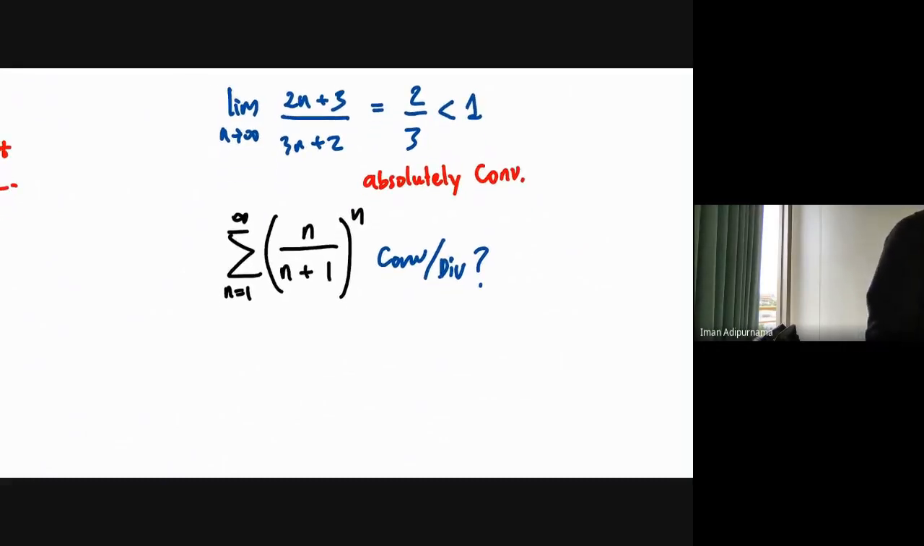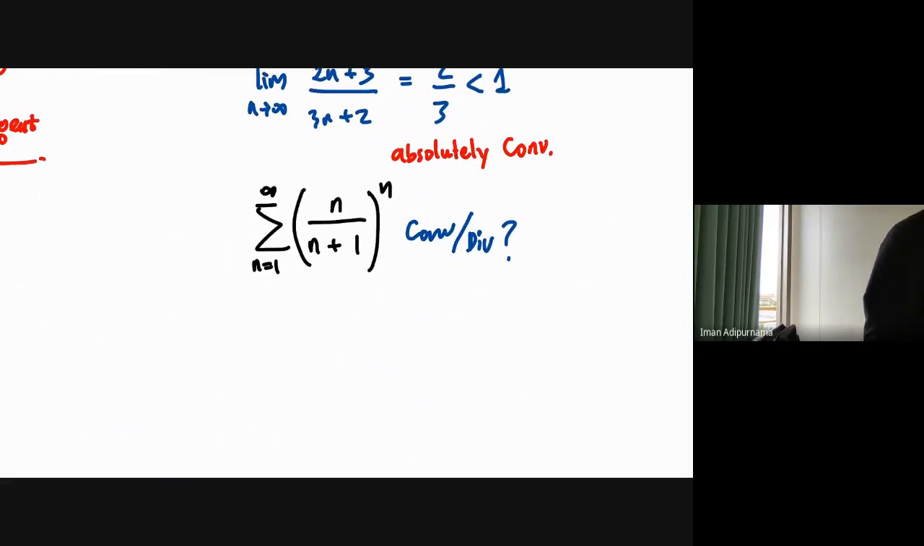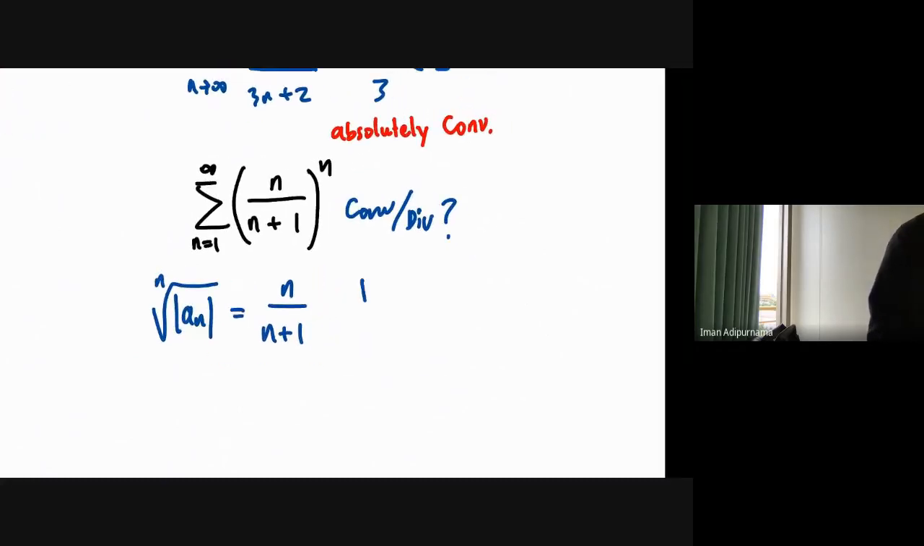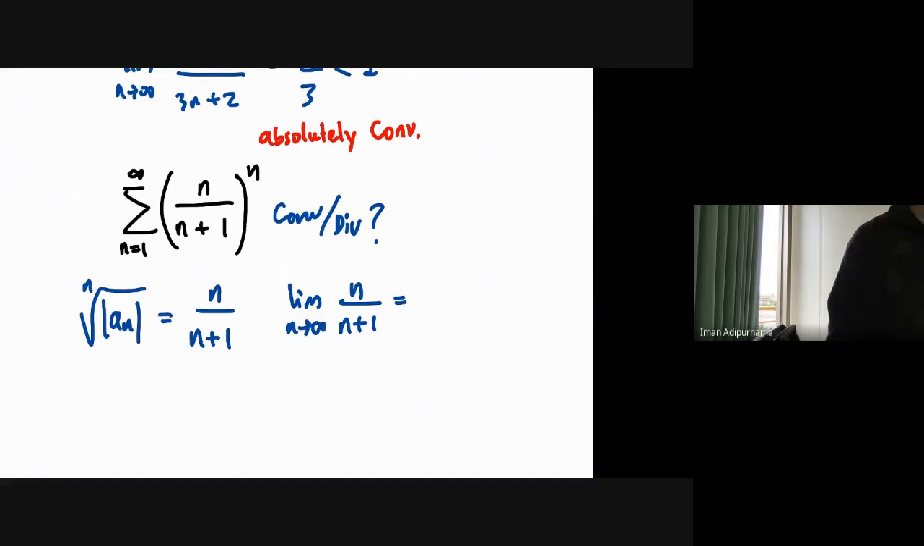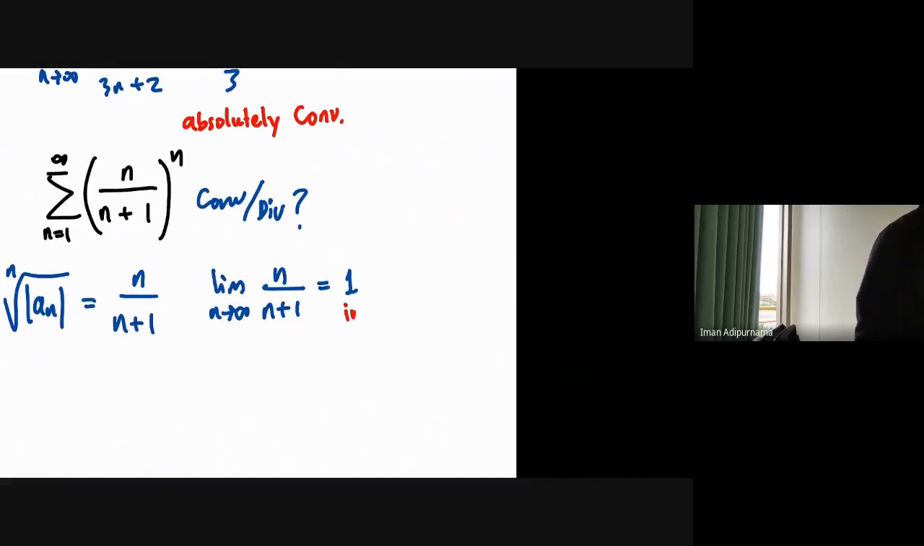Okay, if you're using the root test, let me write the root test. It will be n plus 1, right? So if we are taking the limit of this formula, we will get what? 1, right? So here it's inconclusive. Well, what can we do?